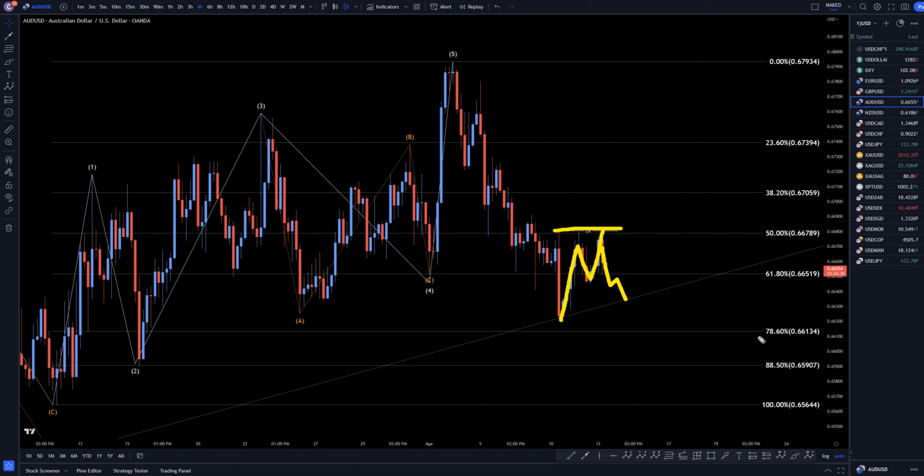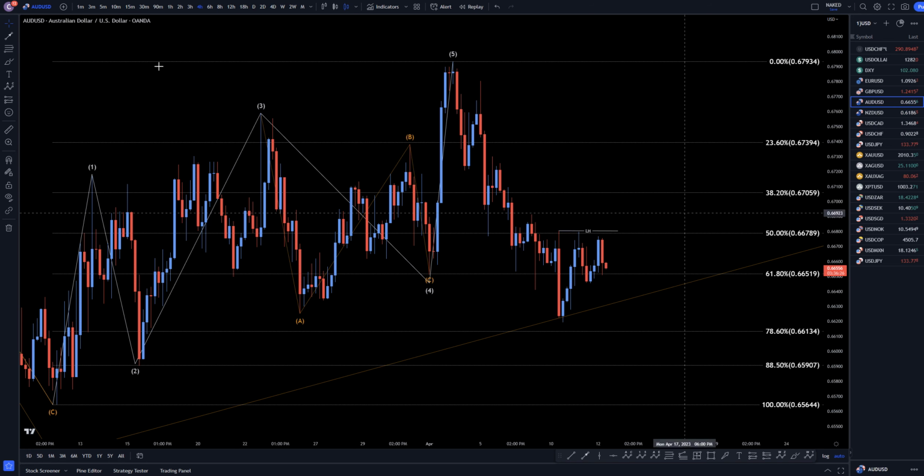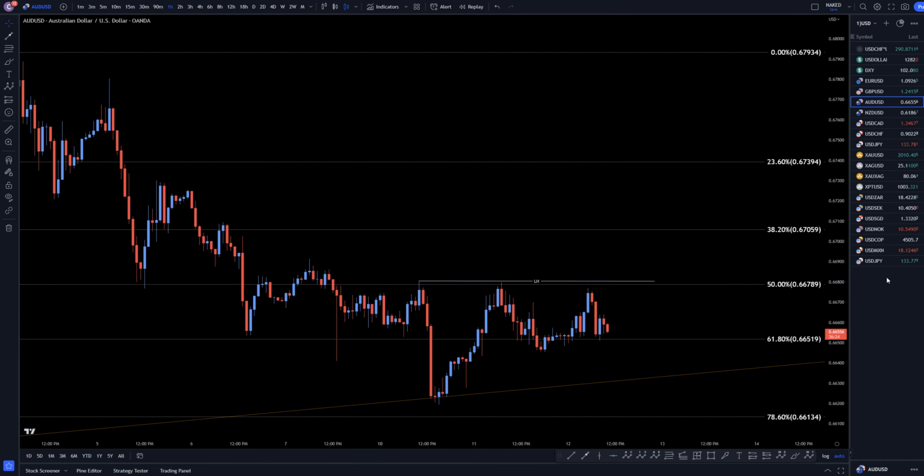I still feel like it needs to go down and touch this 78%, which I don't know if we have time for that today before the news comes out, so maybe it will end up making a higher low and just going up like that at the news. So let's take it down to the 1 hour time frame.